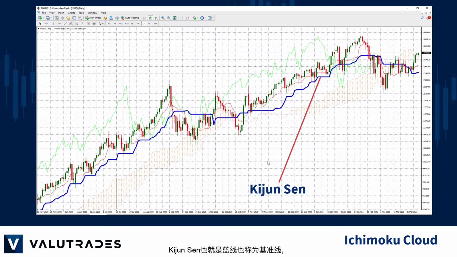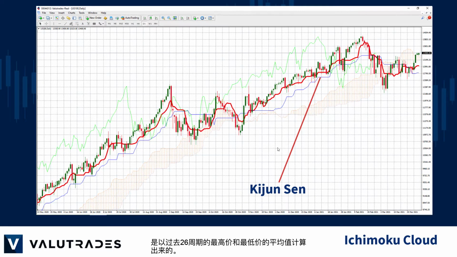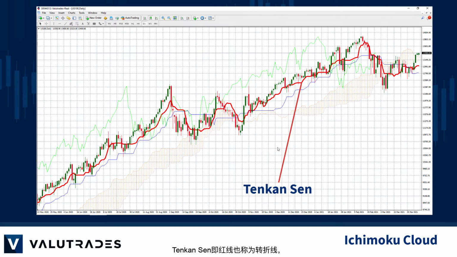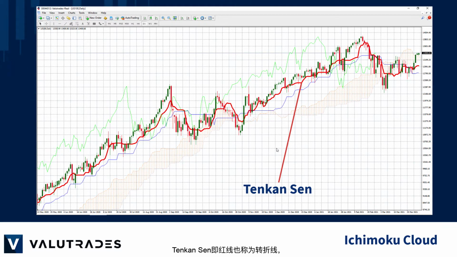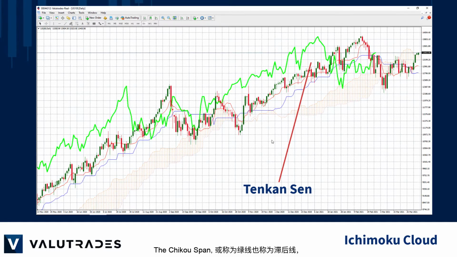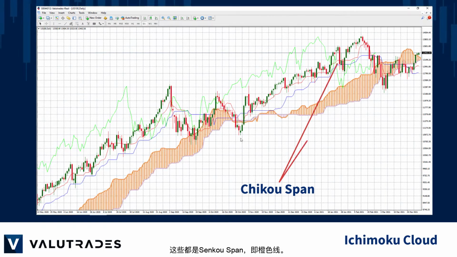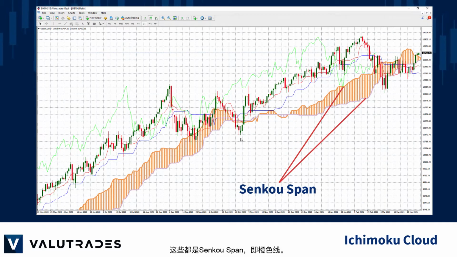The Kijun Sen, or blue line, is also called the baseline and is calculated by averaging the highest high and the lowest low for the past 26 periods. The Tenkan Sen, or red line, is also known as the turning line and is calculated by averaging the highest high and lowest low for the past 9 periods. The Chikou Span, or green line, is called the lagging line, and it is the current closing price plotted 26 periods behind.